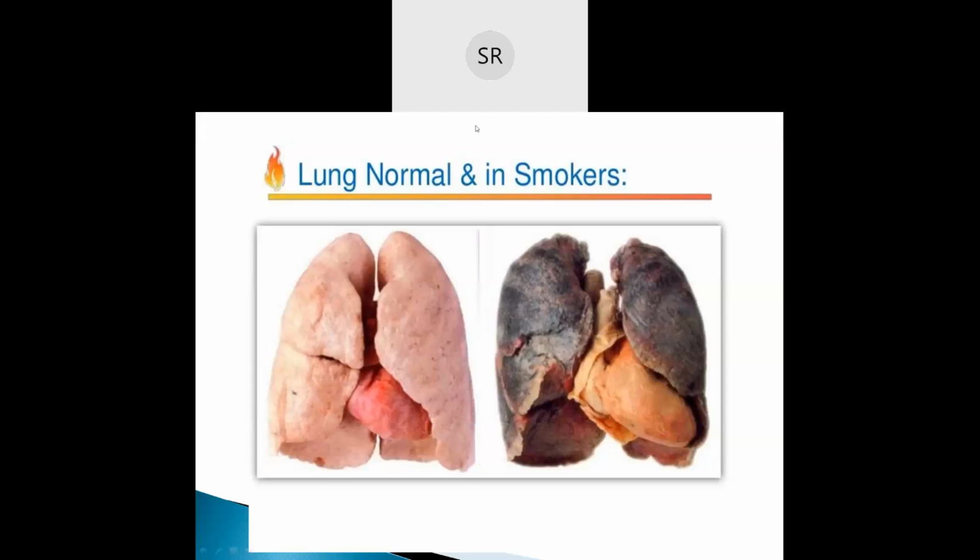Lungs are the center of the respiratory system. There are two lungs in the human body, the right and the left lung. It is a spongy and pinkish organ which is surrounded by the rib cage at the front and the vertebral column at the back. The right lung is divided into three lobes and the left lung is divided into two lobes.